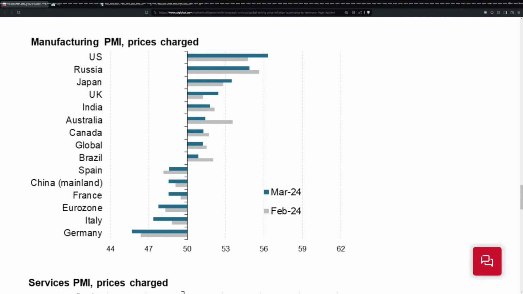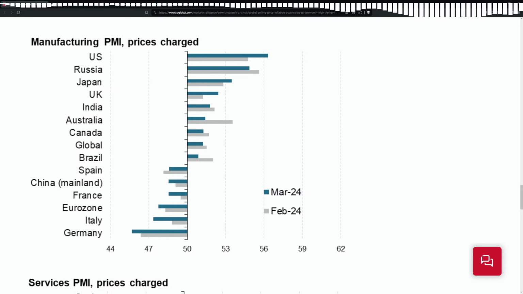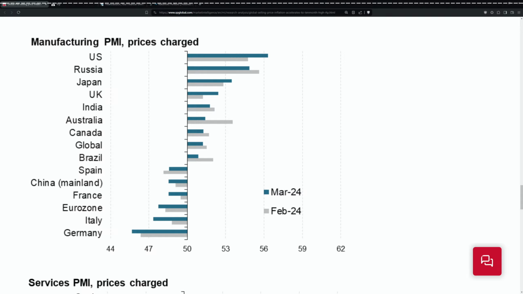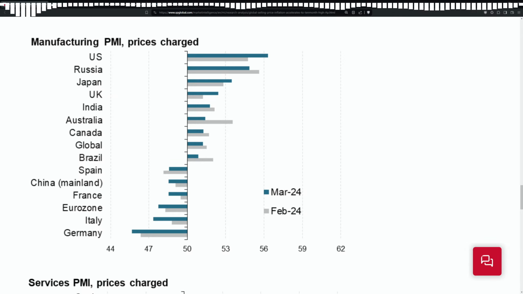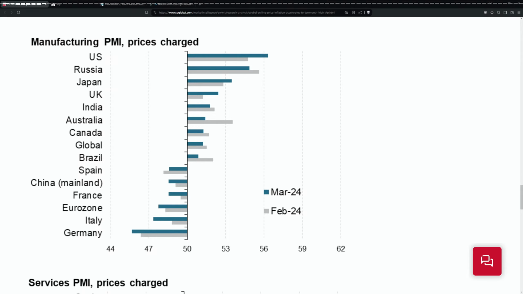I mean, depending on how you look at this, this is really good for the United States dollar, but this is really not good for consumers. This is really not good for purchasing power. This is going to potentially lead to a further slowdown in consumption in a lot of places in the United States.